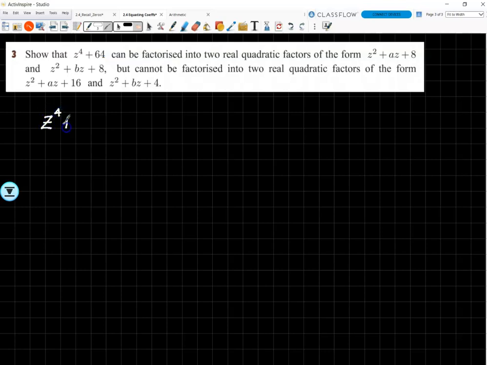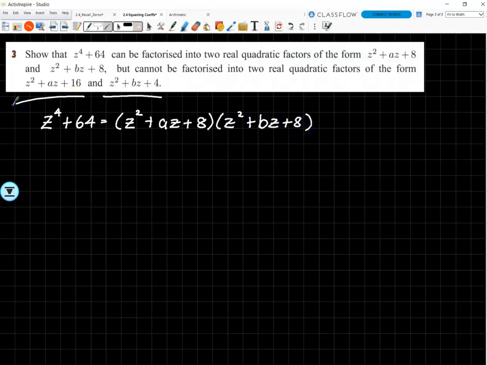So z to the 4 plus 64 equals z squared plus az plus 8, and then z squared plus bz. And then you'll do the same for those 2. Practice it again, and when you're finding your values for A and B, stuff will come out. So it's just you're dipping your toe, getting your algebra back up to speed and improving your accuracy.